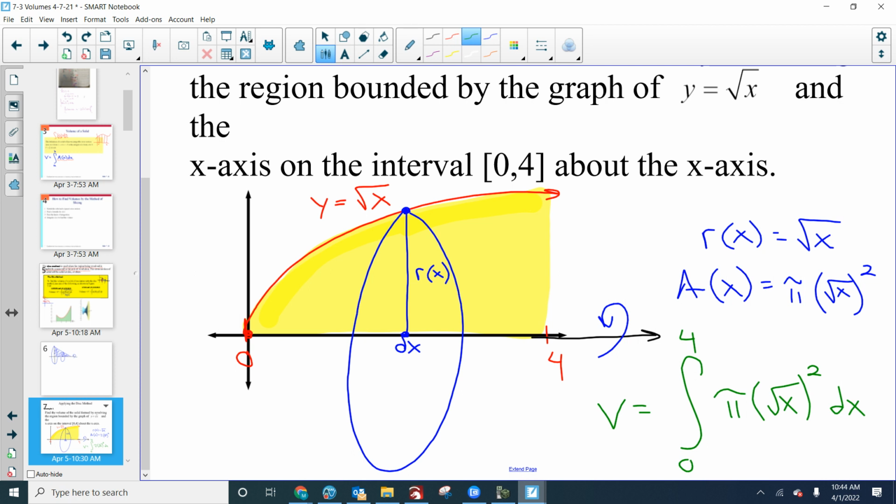Is it 8 pi? No? Did you do it in your head? Yeah. It's not hard. Look, isn't this just pi x? What's the antiderivative of pi x? Pi x squared over 2 plus c. Plug in 4. Pi times 4 squared over 2. 8 pi. Minus 0.